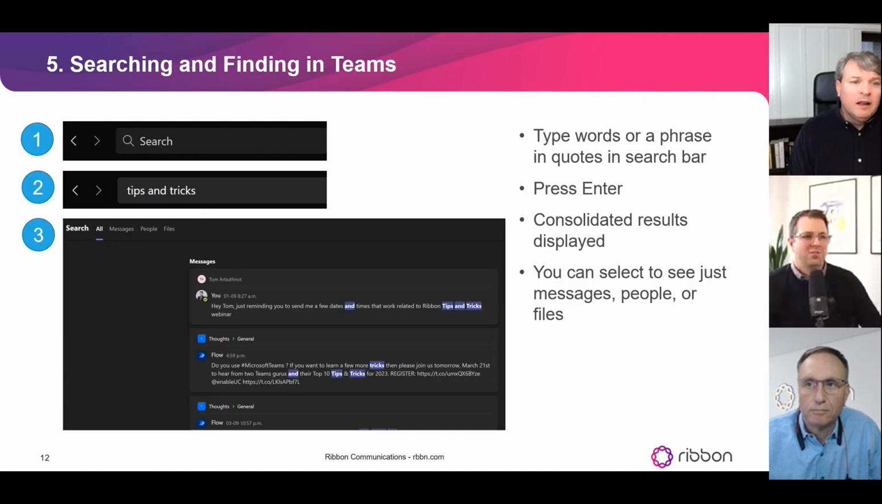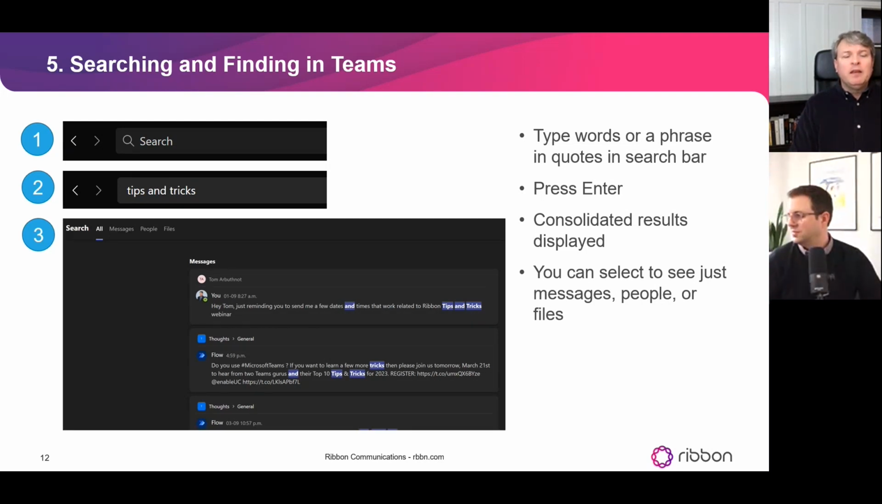Kevin, number 5. Yeah, so we talked about searching. They've got the search bar at the top, and definitely Microsoft has made some enhancements here. So, number 1, click in the search bar, type what you're looking for. In this case, I typed in tips and tricks, pressed enter, and you get the consolidated results, meaning all of the matches with messages, people, and files. Now, the good thing is you can select just what you're looking for.